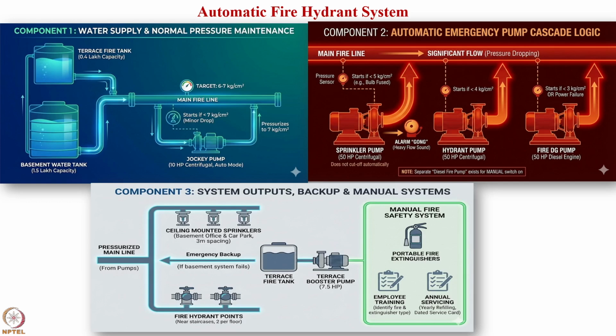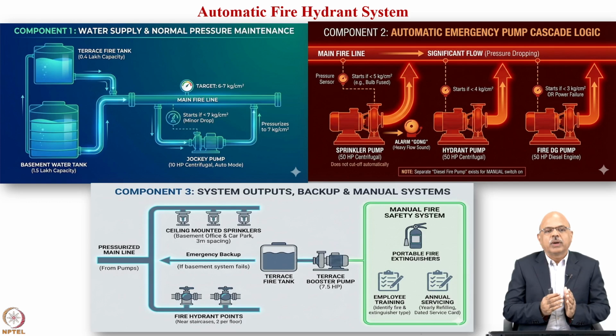Now in this particular figure you can find component 1, which is water supply and normal pressure maintenance for the automatic fire hydrant, and in figure 2 you may see the automatic emergency pump cascade logic, which is shown in red, where the main fire line shows significant flow, which is showing the sprinkler part. In component 3 below, the system outputs backup and manual setups for ensuring that the automatic fire hydrant system works.